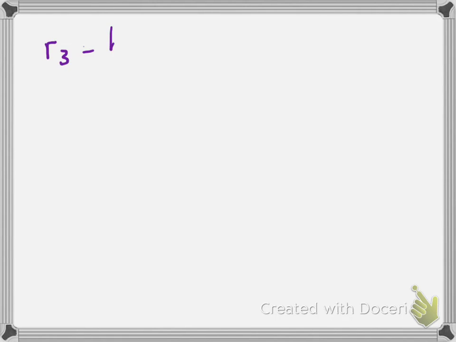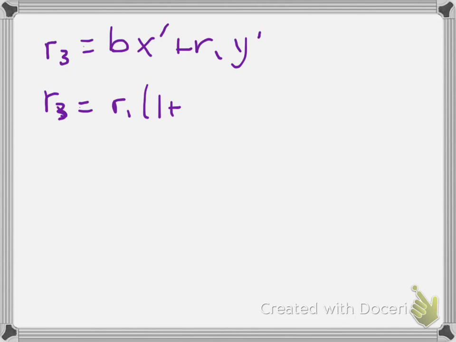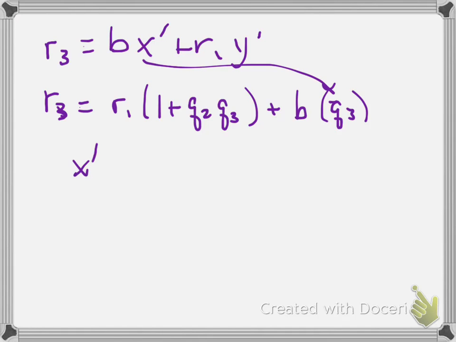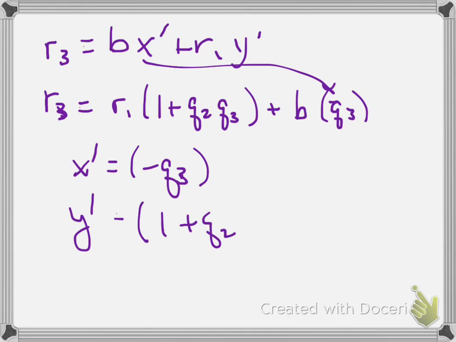Okay, now we're finding the GCF between R1 and B, so if I rewrite this line to be in this form, Bx prime plus R1 y prime, and I go ahead and I rewrite R3 from my other page factored out, I have R1 times 1 plus Q2 Q3 plus B negative Q3. So here I can see that x prime equals negative Q3 and y prime equals 1 plus Q2 Q3.